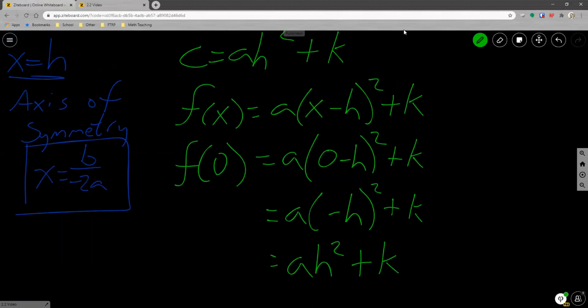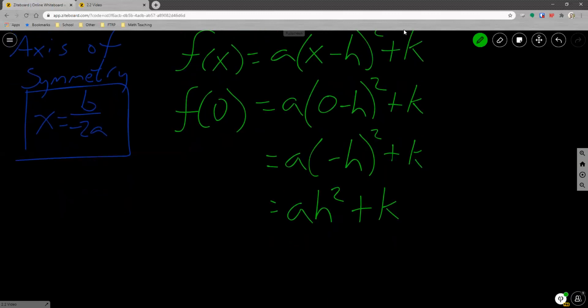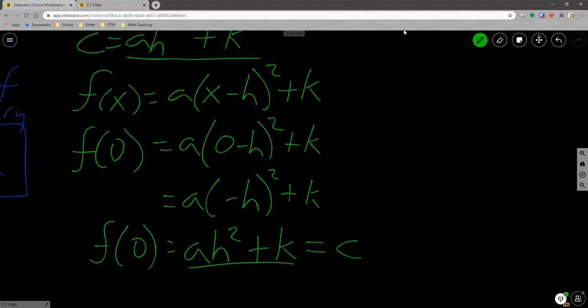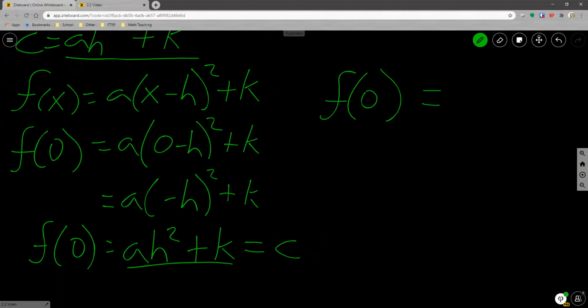Well, what do we know? That's the same thing that we had up here, which means that the function at 0 is equal to this, which is equal to my c value, which means when my x value is 0, my y value is c.